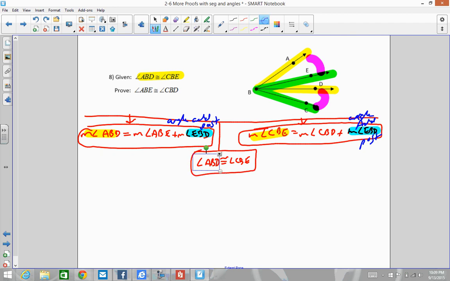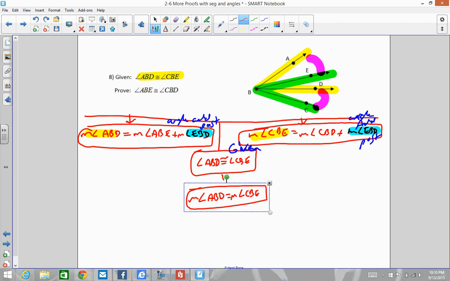That was a given. I'll just write given. It's not pretty, but we'll write given anyways. All right. Now, again, that's congruence. I don't need congruence. I need equality. So the measure of angle ABD is equal to the measure of angle CBE. That's the definition. Definition of congruence.